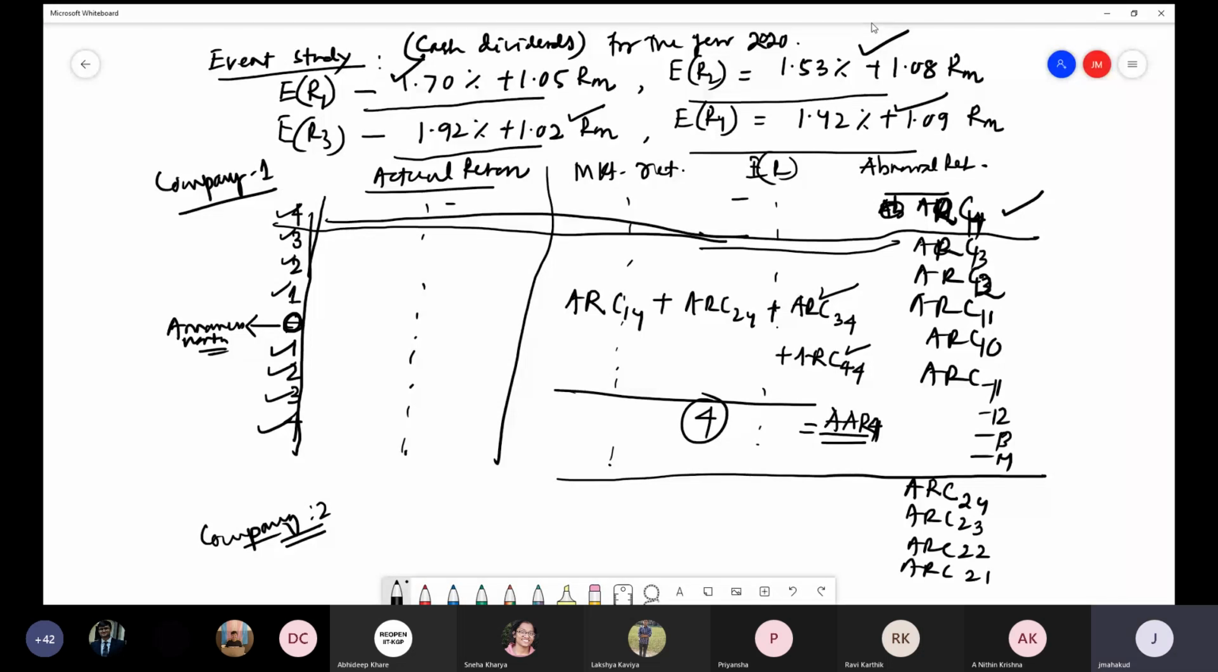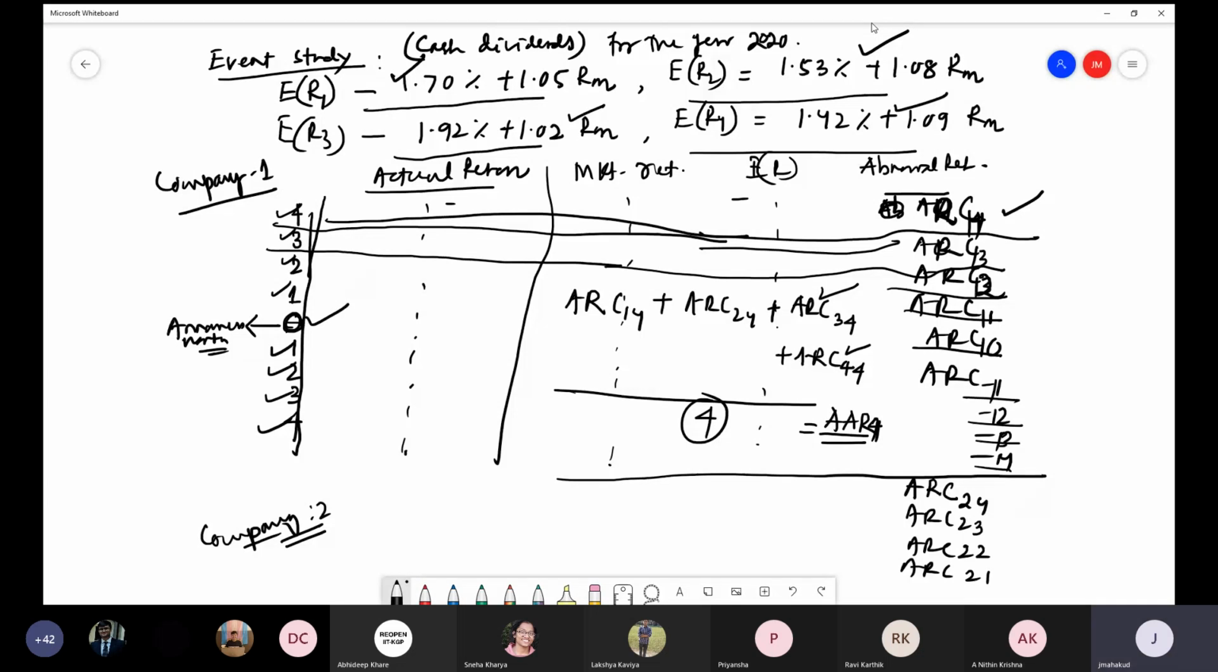So like that, you can calculate the average abnormal return for period number 3, for period number 2, for period number 1, for period number 0. Then before that, -1, -2, -3, -4. So now what basically you have, total periods are basically 9: 1, 2, 3, 4, 1, 2, 3, 4, and 1 is 0.